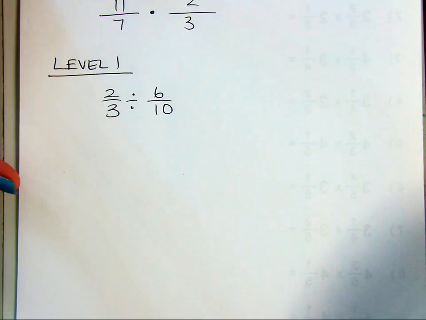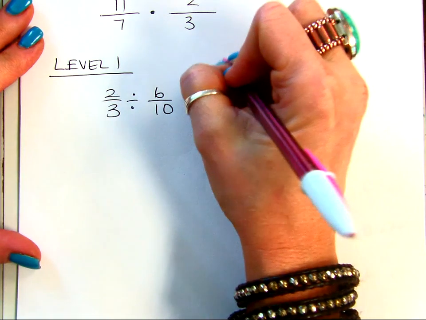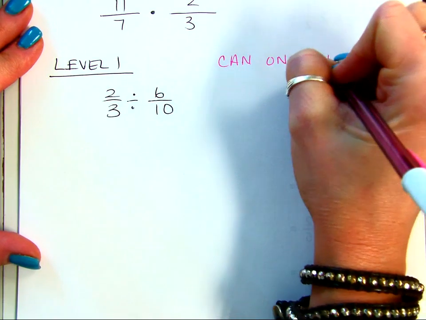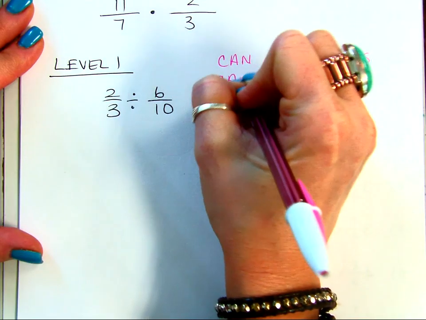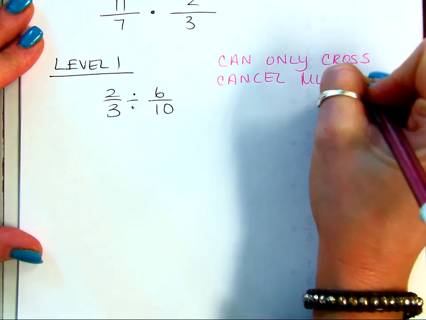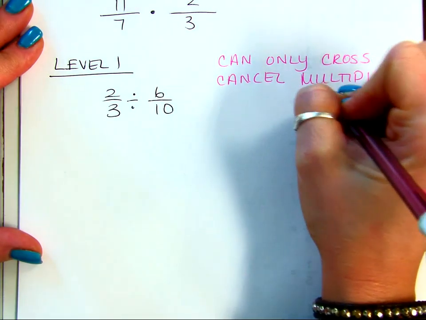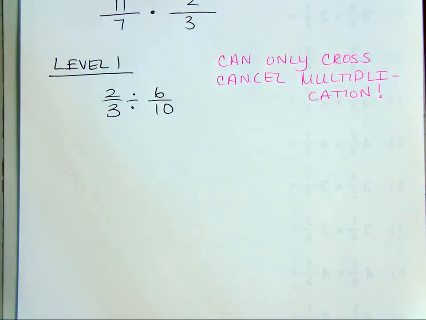Okay? So, if you have another color pencil, or even just write it in caps or highlight it right now, you can only cross-cancel when it's multiplication. Okay? You can only cross-cancel when it's multiplication. And it's not right now. I'm going to make it multiplication, but watch what happens after I make it multiplication.